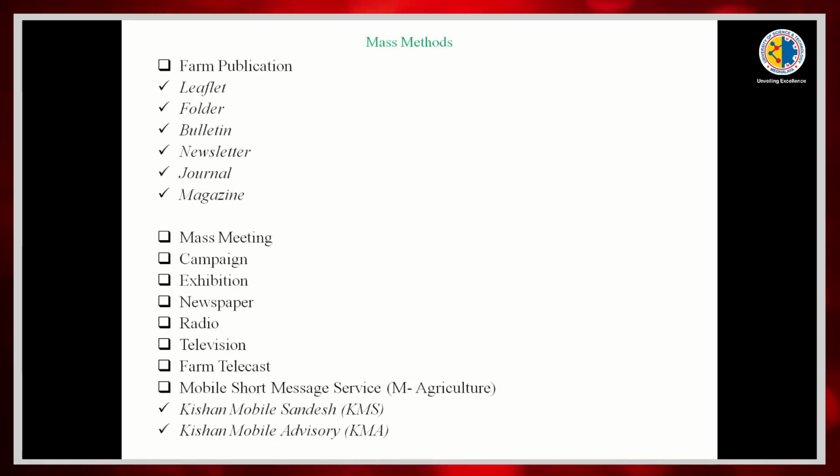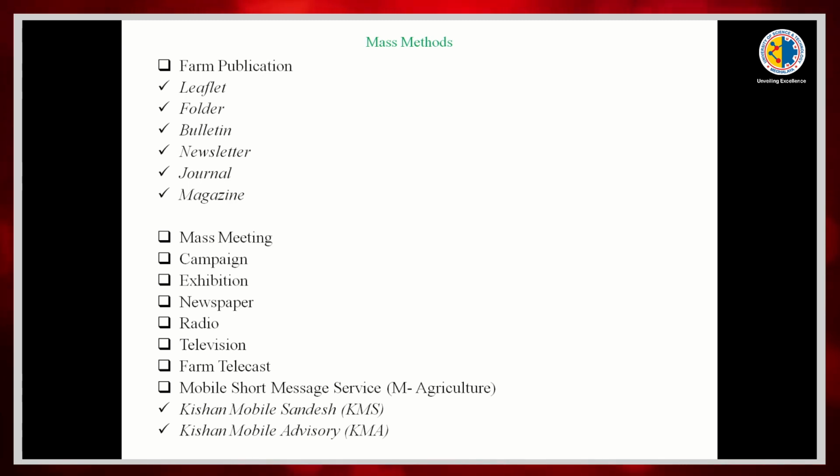Now, in the mass method, there are some important methods, techniques or tools. Now we are coming gradually to farm publication. When you go for farm publication, we have to be prepared with these sorts of items: one is leaflet, one is folder, one is bulletin, one is newsletter, one is journal and another is magazine.